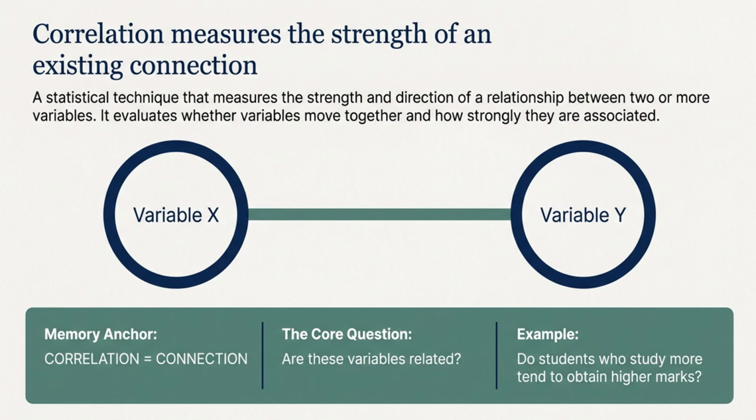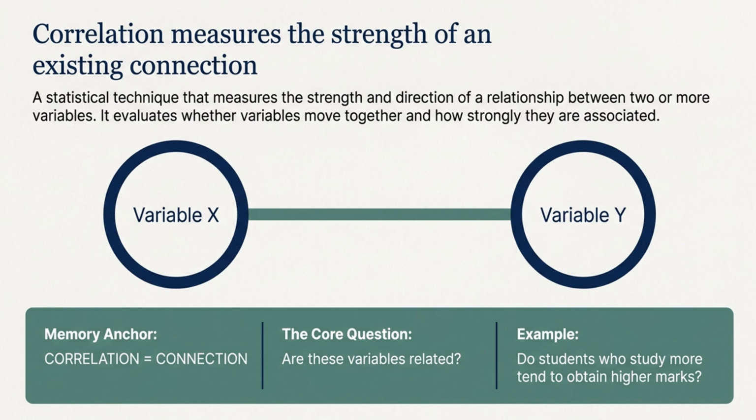Let us first understand the meaning of correlation. Correlation is a statistical technique that measures the strength and direction of the relationship between variables. It tells us whether variables move together and how strongly they are associated. Therefore, correlation refers to the connection or association between variables. It answers the question, are these variables related?